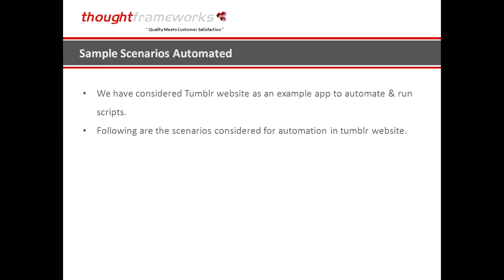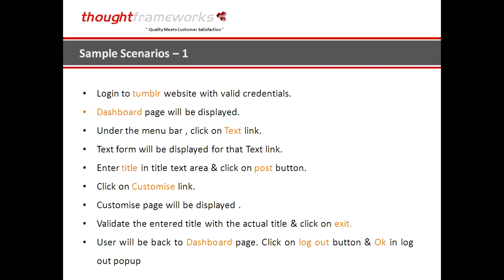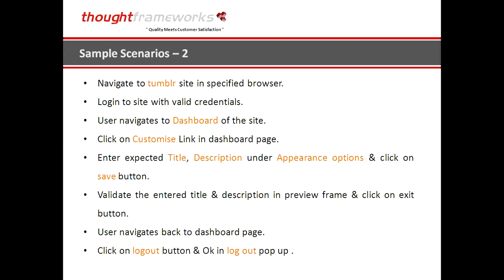Let's see automation run on a sample website considering the following scenarios. Scenario 1. Logging in to the Tumblr website with valid credentials. Navigate to dashboard or homepage. Click on text link. Enter the title and post it and verify the same in the customized block and log out of the application. The second scenario is navigate to the Tumblr website with valid credentials. Navigate to the dashboard. Click on the customized link. Add a few of the attributes like title, appearance options, description, and save it. And validate the same on the customized block created. Navigate back to dashboard and log out of the application.